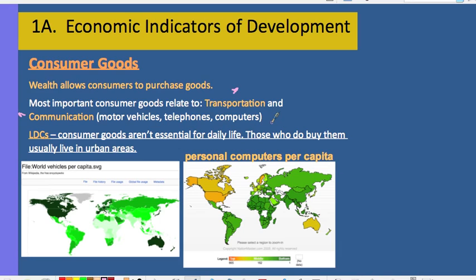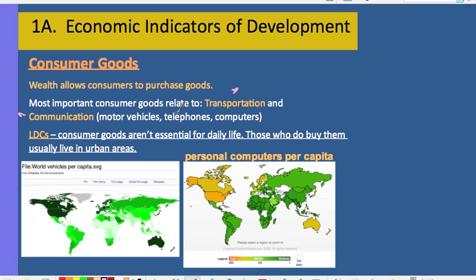And those people who do buy these different consumer products mostly are going to live in the urban areas. They're mostly going to be the wealthy sector of society. So this is another indicator of economic development too. What percentage of their society can afford these consumer goods, mostly along the lines of transportation? They want cars and communication, telephones and computers.